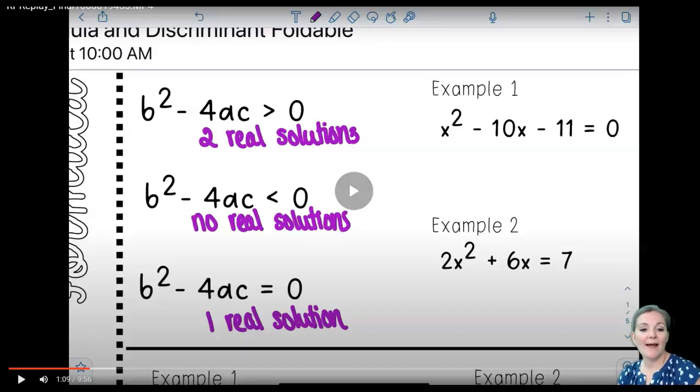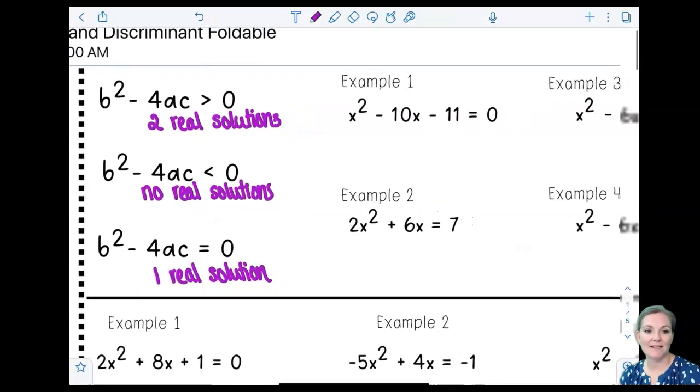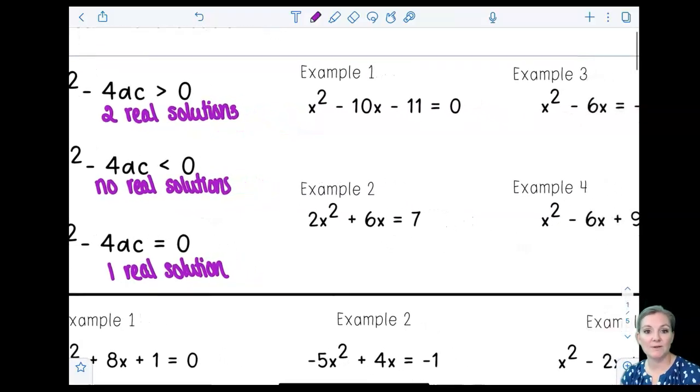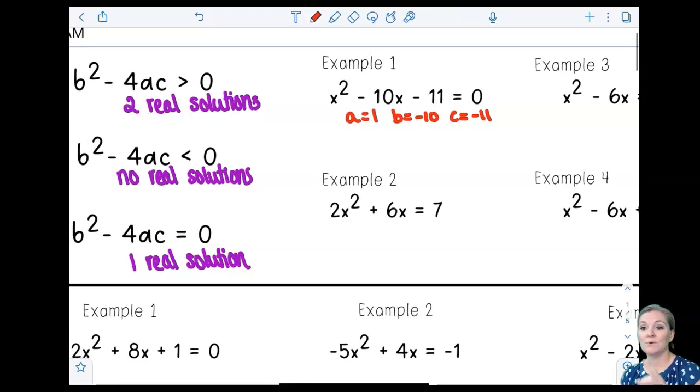Okay, so I have 4 examples to look at. I have x squared minus 10x minus 11 is equal to 0. So the first thing you're going to do is identify your a, your b, and your c. Same thing we've always done. So on this one, my a is 1, my b is negative 10, my c is negative 11. You do b squared, so negative 10 squared, minus 4 times a times c. And you're going to put that just like that in your calculator.